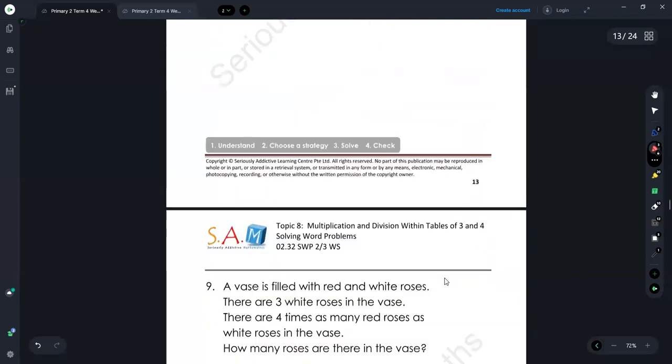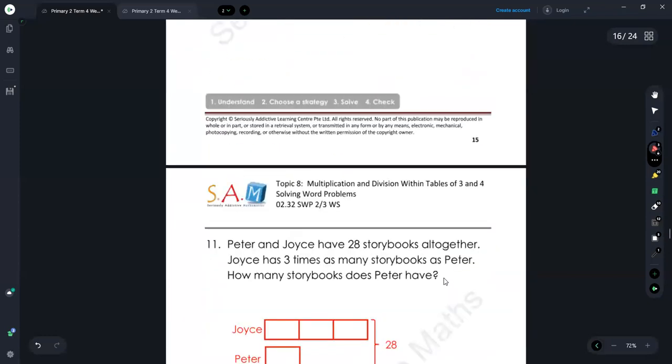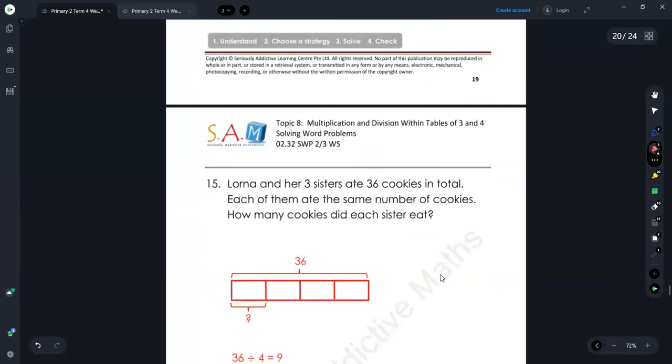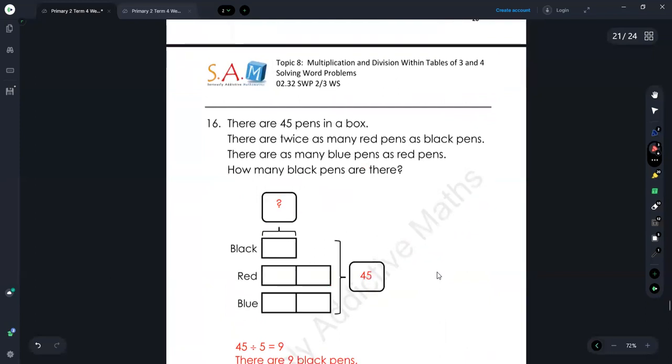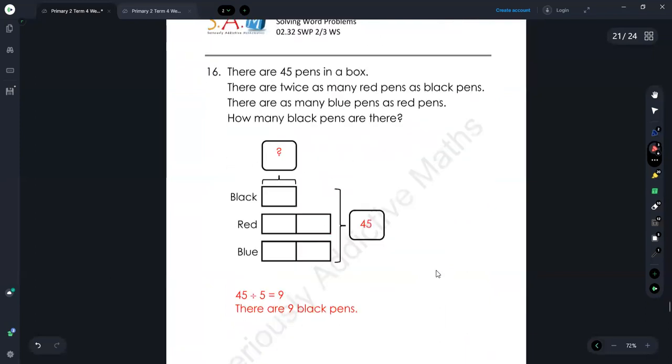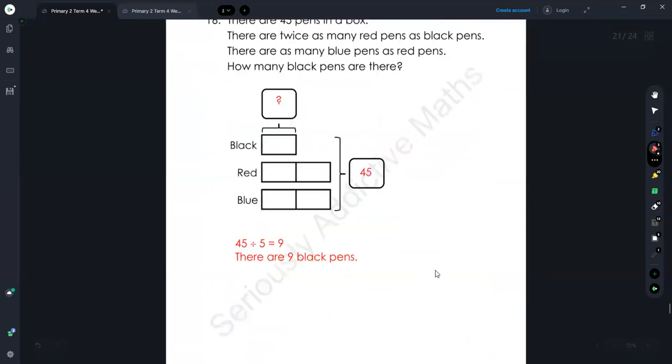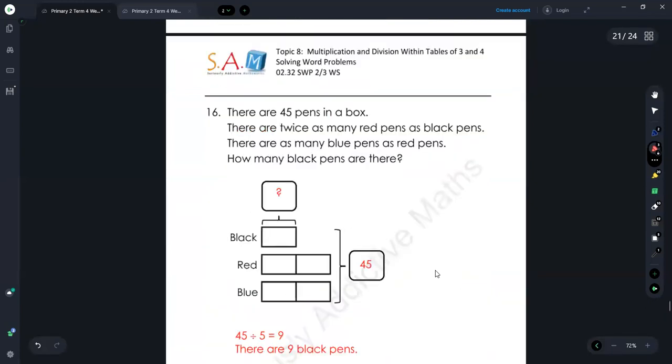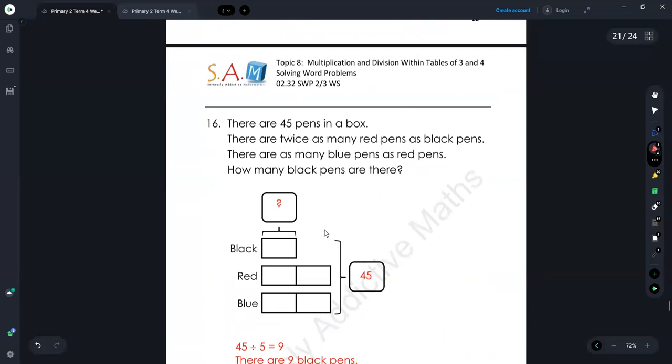And then I would suggest that you guys continue to do question. This is important. The last two questions that you should do with them are question 16 and question 17. Why? Because now there are 3 items. For this question, you might want to guide them along as well. There are 45 pens in the box, so they can't draw anything yet, because it's all together.